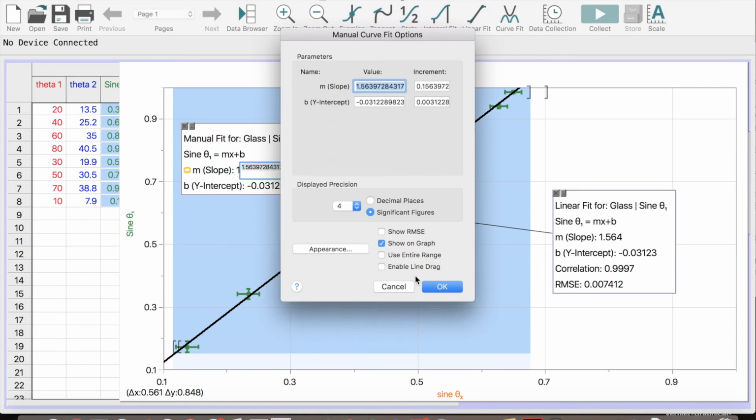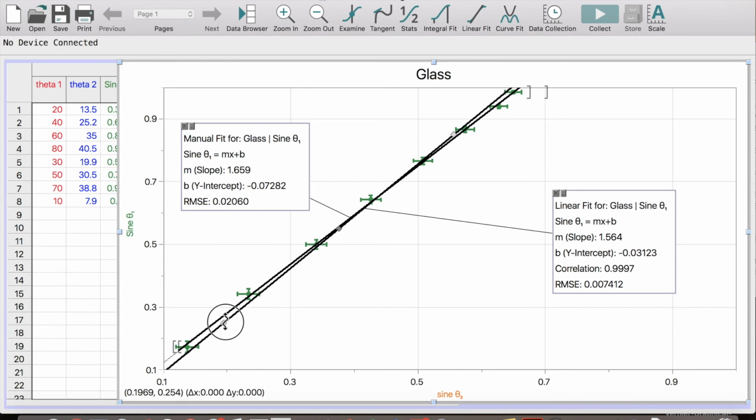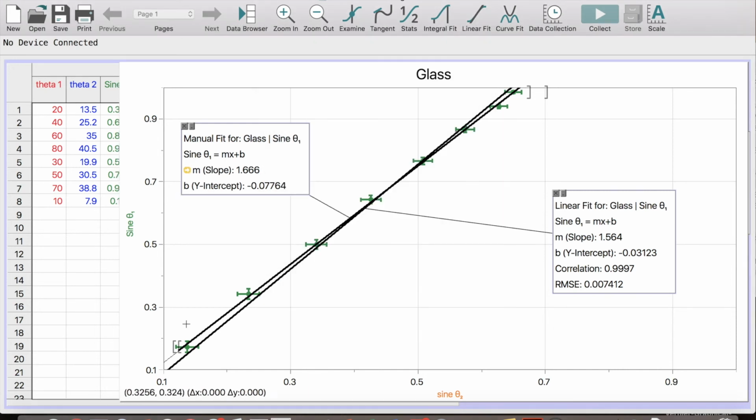If you double click on this little window, you can enable the line drag, and we're going to go for the maximum slope here, and you can drag that down. Now the recommendation from the IB is to do that by eye. This is close enough, and I will double click and turn off that line drag for our next attempt.